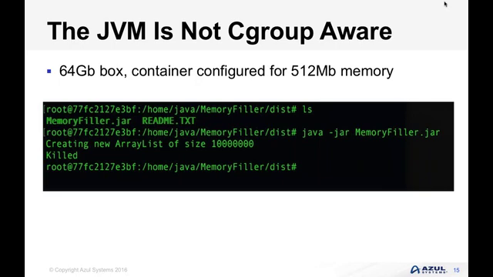Right. But what happens is that the Java virtual machine will ask the operating system how much memory is available in the system. And the way that it will ask it is in such a way that it will not get back how much memory is allocated to the C group in which it's running. It will get back how much memory is in the entire machine. So the answer that the JVM gets when we run it, in this case, is 64 gigabytes, not 512 megabytes.